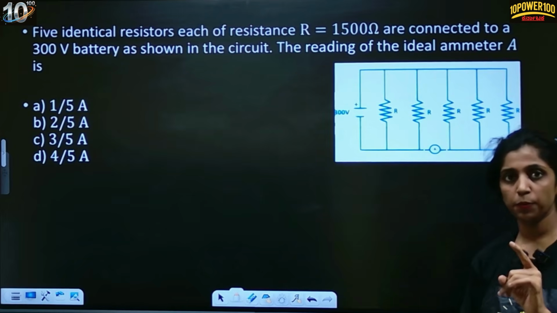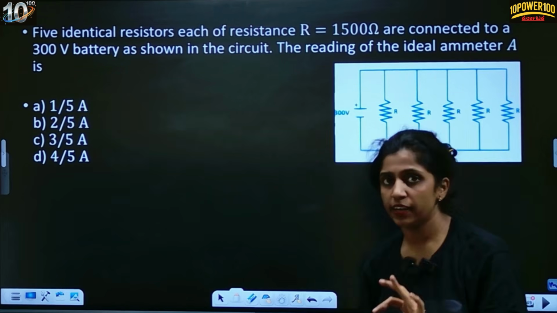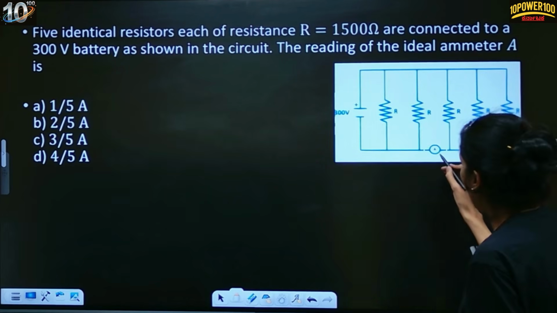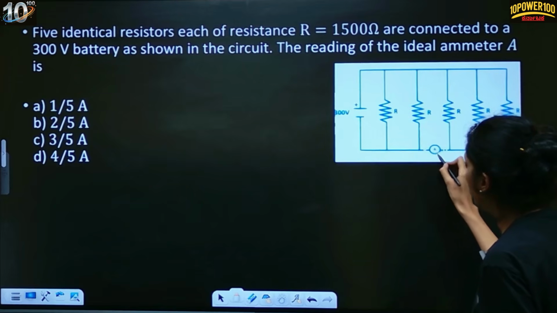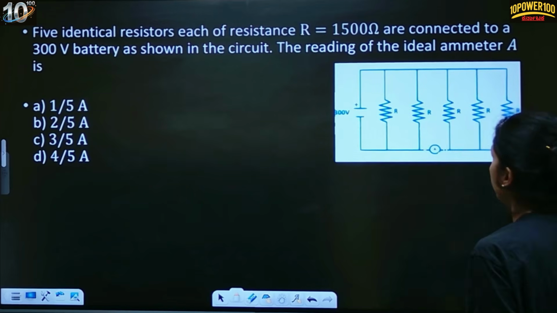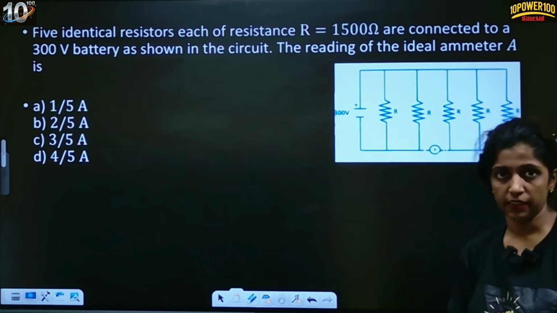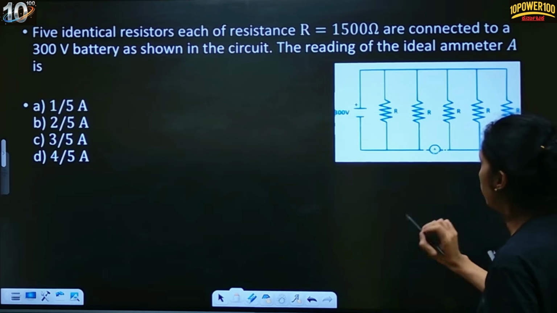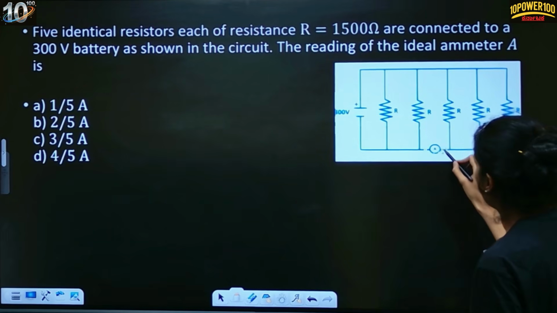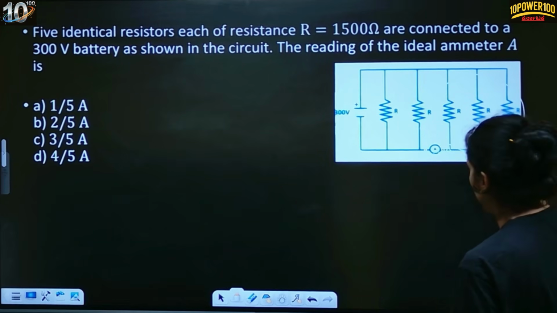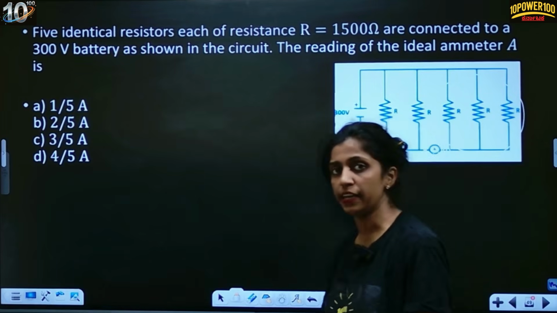So one thing you should know is that current will get divided in a parallel circuit. Look at the ammeter. The ammeter is in the middle: here the 3 resistors are there, here the 2 resistors are there. So that's the reason it is in the middle. At that time, the value it will take is under the resistors which are connected forward, and that other value you will be getting in the ammeter.